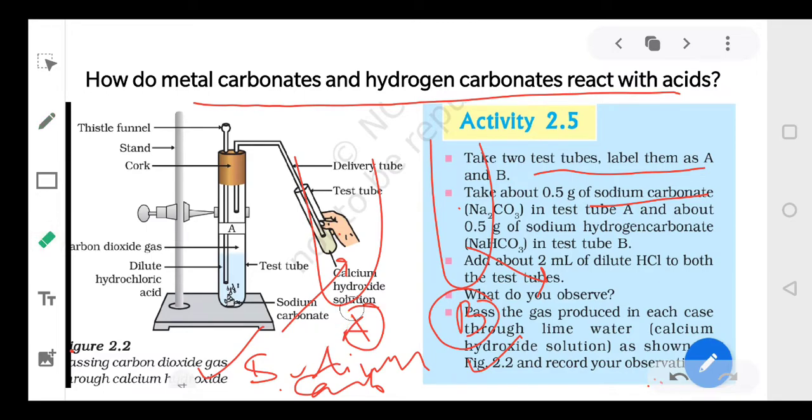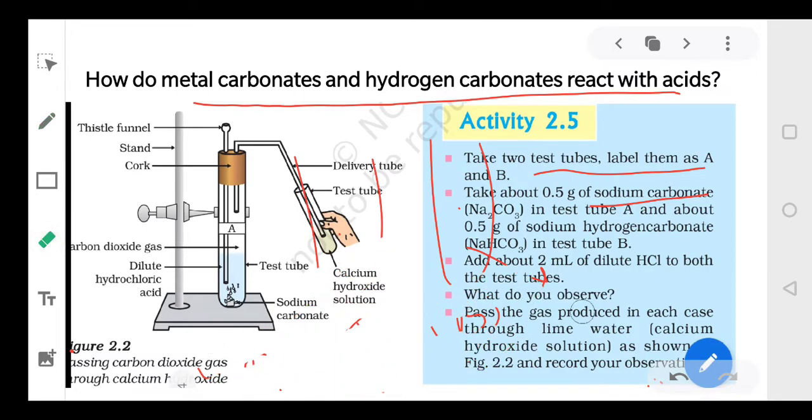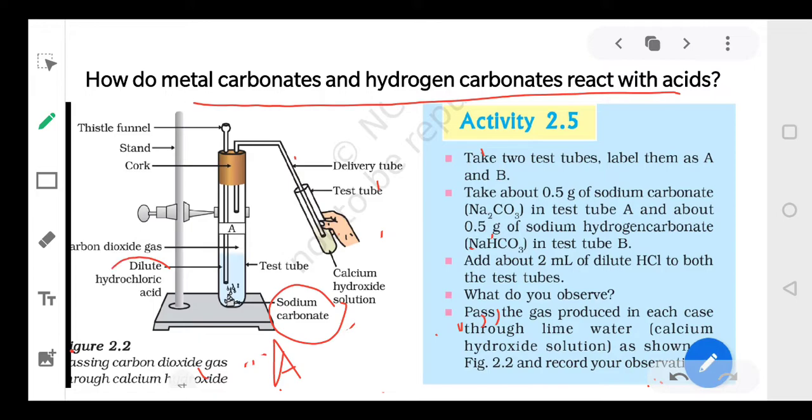Let's look at the diagram. In the diagram you see again we have sodium carbonate. We have taken a test tube A, so we're discussing test tube A. What do we have? Sodium carbonate and hydrochloric acid, that is HCl. So दो चीज़ें हमारे पास टेस्ट ट्यूब में हैं, एक सोडियम कार्बोनेट है और HCl है. ठीक है, अब ये दोनों आपस में रिएक्ट करेंगे.